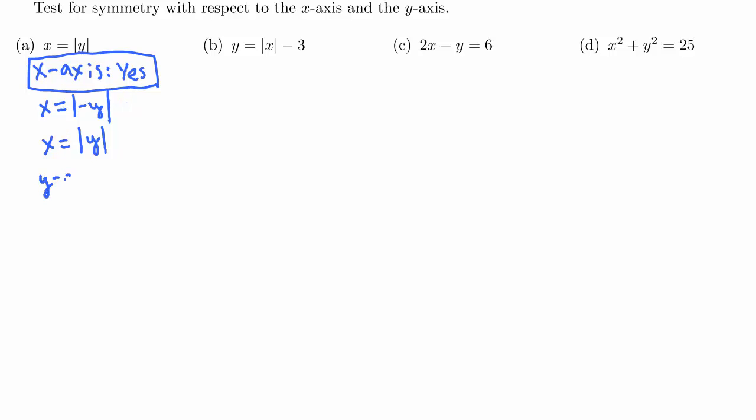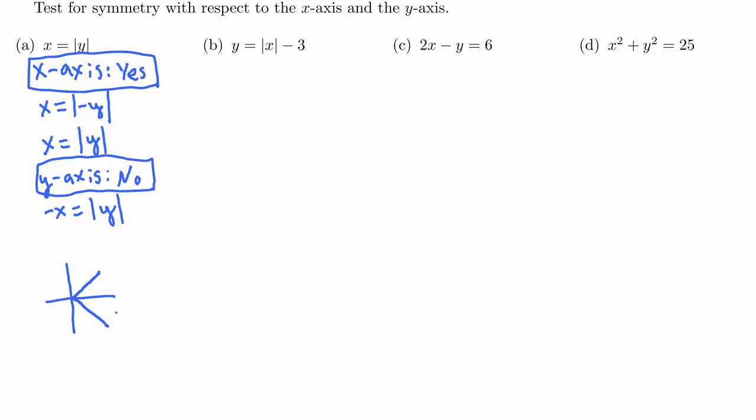Then we need to test for y-axis symmetry. For y-axis symmetry, I replace x with negative x. Unfortunately, there's nothing I can do here, because even if I divide by -1, that doesn't make this the same as the original equation. Therefore, it is not symmetric with respect to the y-axis. And you can see this if you see that this is actually the absolute value just opening towards the right. Notice that it's not a function and it's not symmetric with respect to the y-axis.